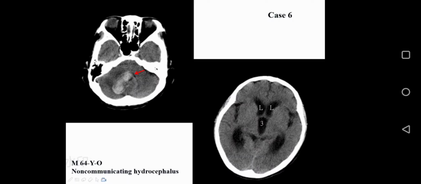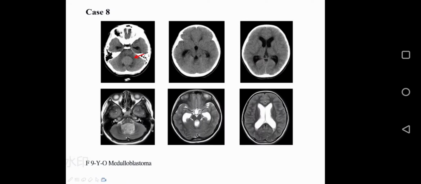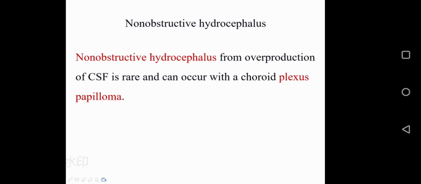Communicating hydrocephalus from overproduction of the cerebrospinal fluid is rare, and it can occur with a choroid plexus papilloma. We find a mass in the posterior ventricle, with huge dilatation of the ventricles. This is a communicating hydrocephalus. This is another case with a choroid plexus papilloma. We can find the supratentorial ventricles are dilated.